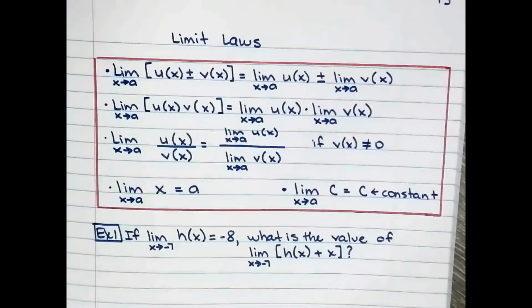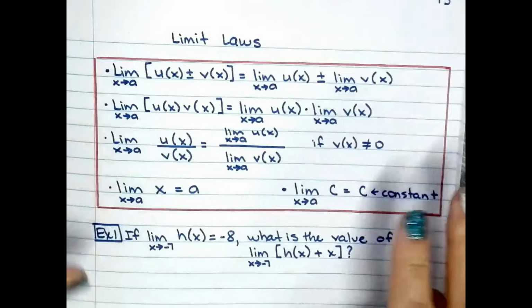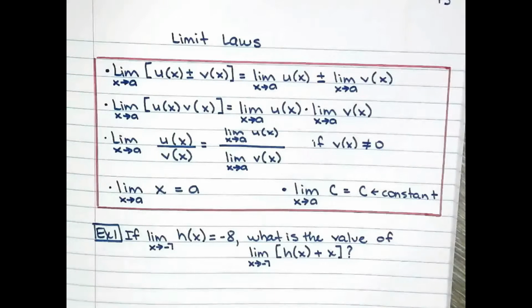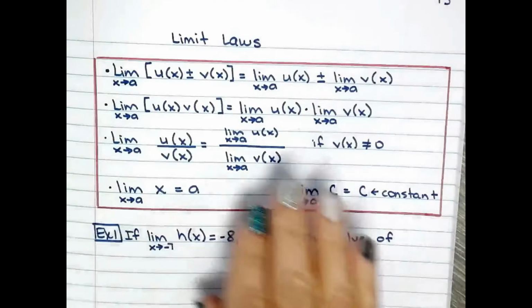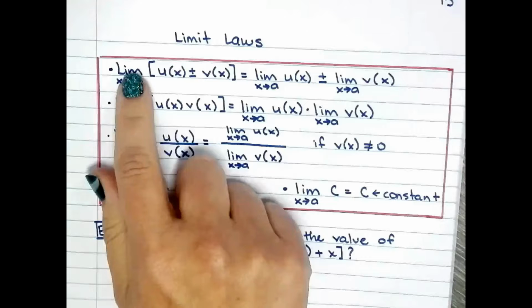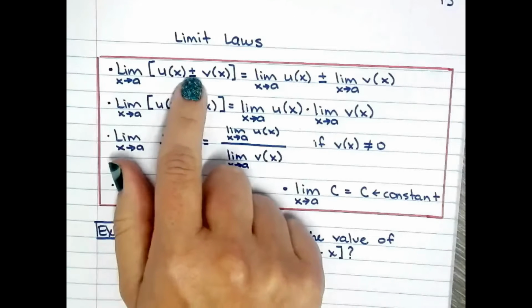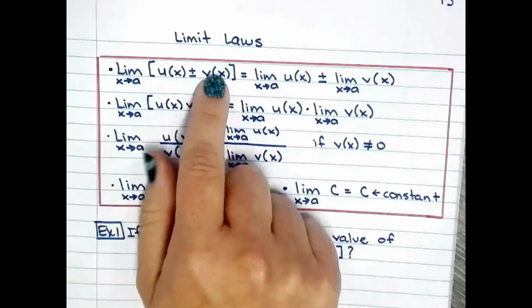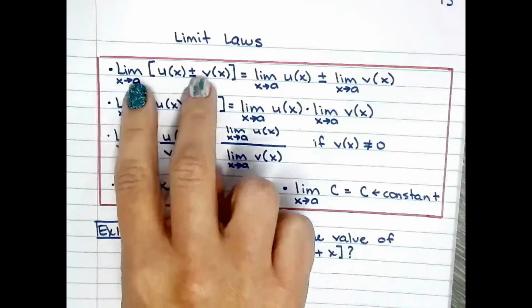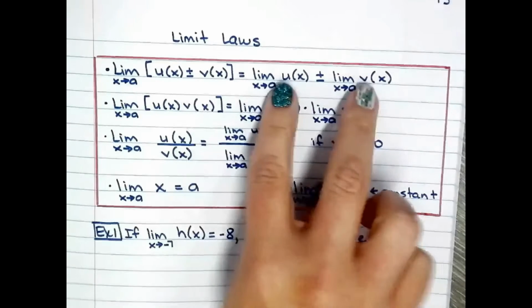Hi guys, today we will learn about limit laws. So it looks very complicated, but in reality, it's a lot simpler than it looks. So here we have the limit as x approaches a of this function plus or minus that function. So you can go from here to here or from here to here.